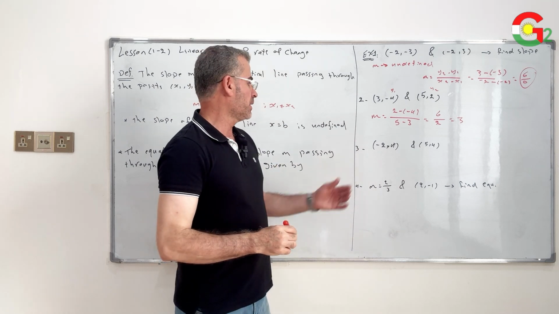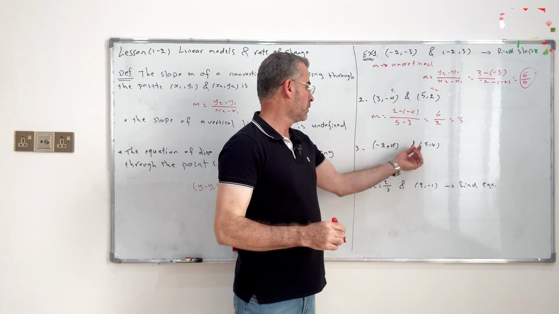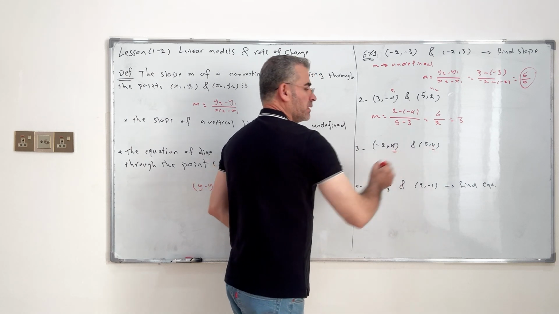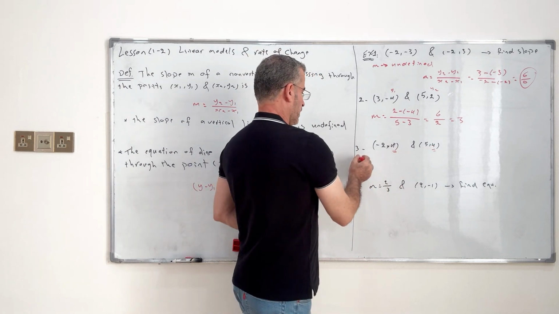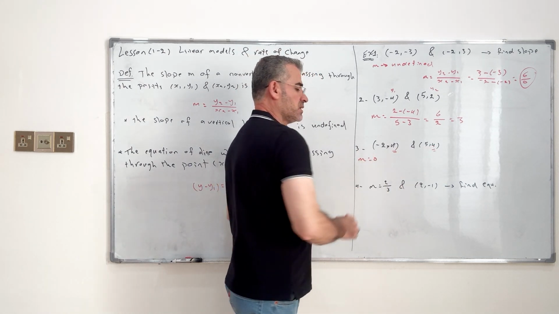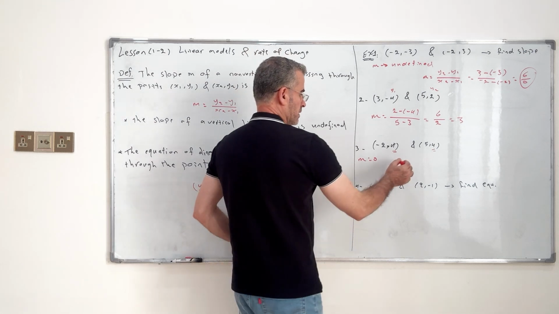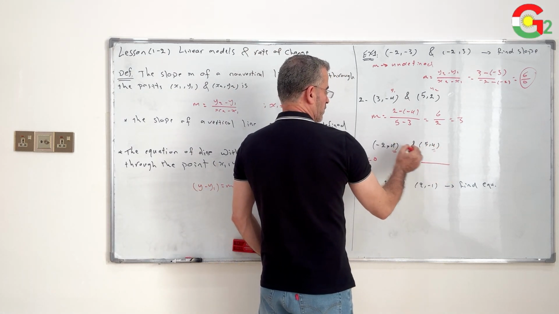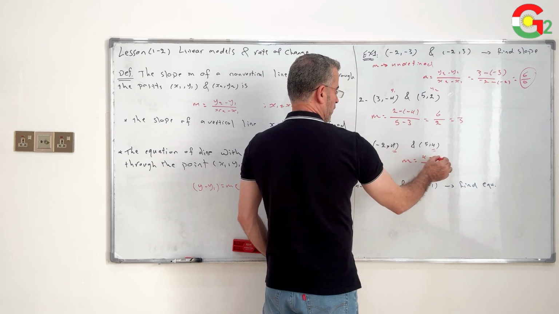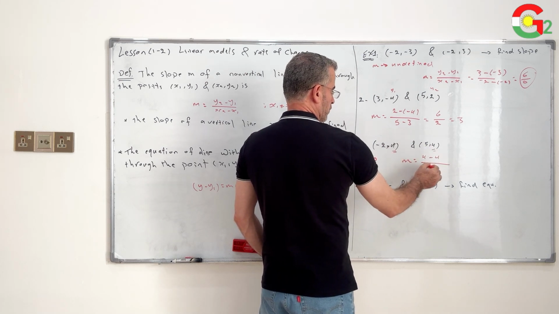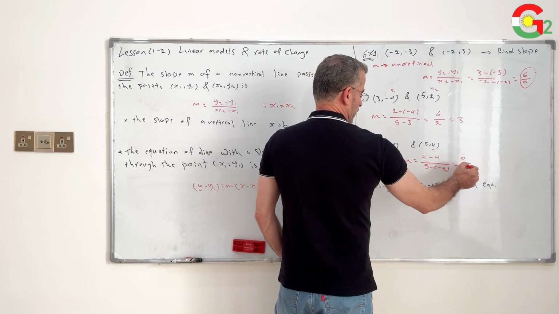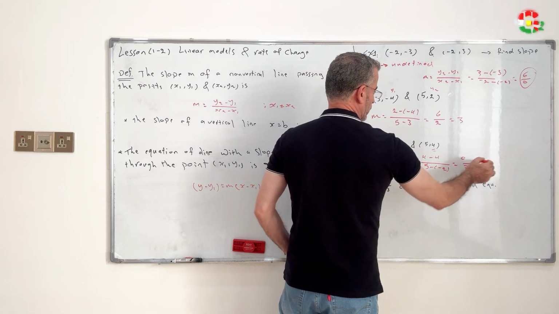Example number 3: (-2, 4) and (5, 4). Here, the y coordinate is the same value. Hence, the slope is 0. Let us see. y2 minus y1, 4 minus 4, over x2 minus x1 equals 0 over 7, which equals 0.